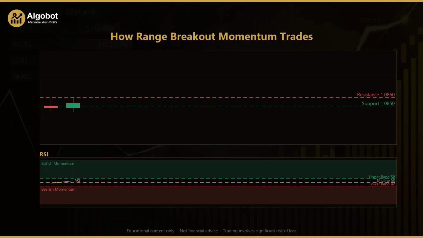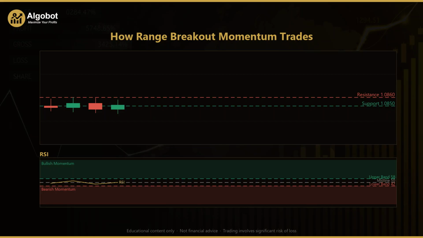Let's bring it all together on this illustration. On the main panel, you can see price action with two dashed reference lines, resistance up at 1.0860 and support down at 1.0850 from a later range. Below the candles is the RSI subpanel with the midline at 50, an upper band at 58, and a lower band at 42. Look at the first few candles on the left.